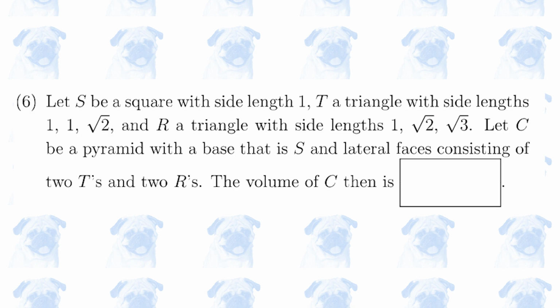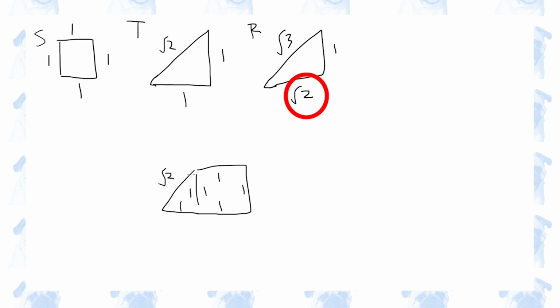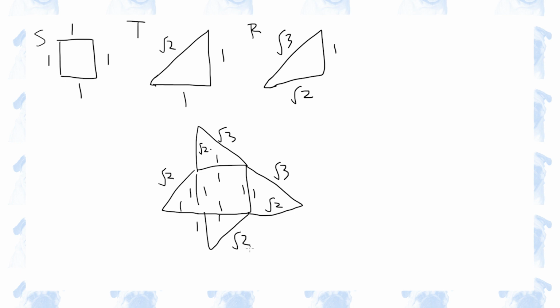Number 6. We need to make a pyramid using these 3 parts. So the base has to be S, and the side with the length of 1 must attach to this side, like this, and this side with the length of root 2 must be adjacent to this side, 1, root 2, and root 3. And this side can only be attached to another side with the length of root 3, root 3, 1, root 2. So we have 1, 1, and root 2.